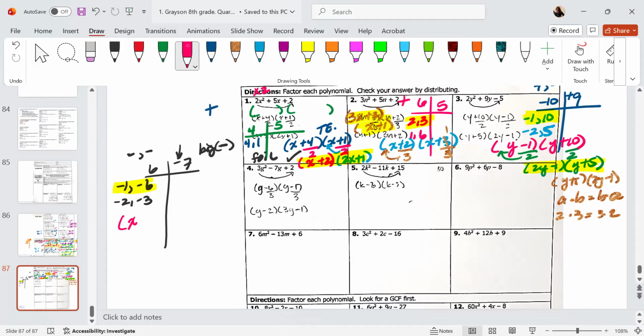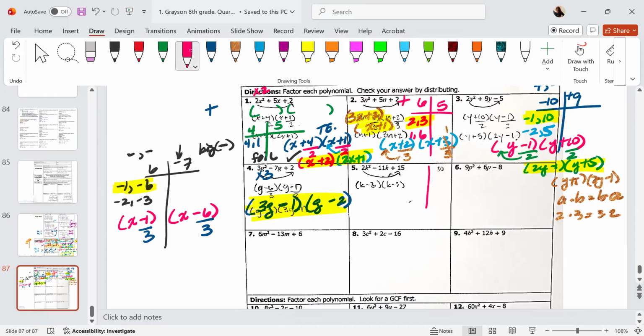So your temporary answer is x minus 1, x minus 6, correct? And then since we multiplied by 3, you have to divide it by 3. So when I rewrite this, the first one is 3x minus 1. Second one is x minus 2. Or it's not x, it's g. Is that what you have? Yes. Good. All right, next one.